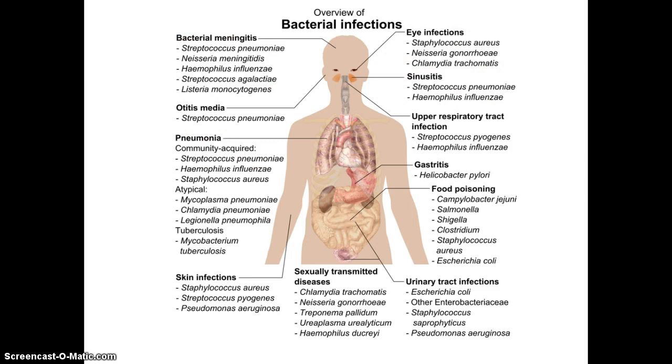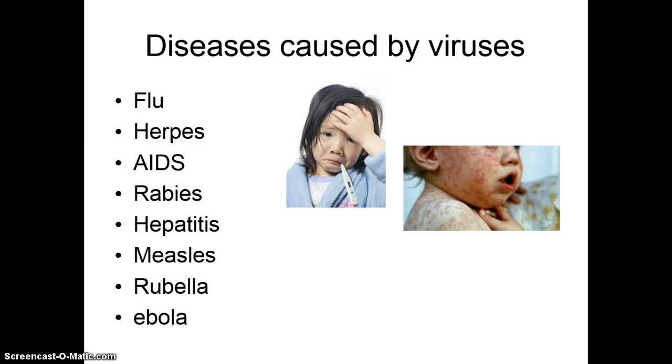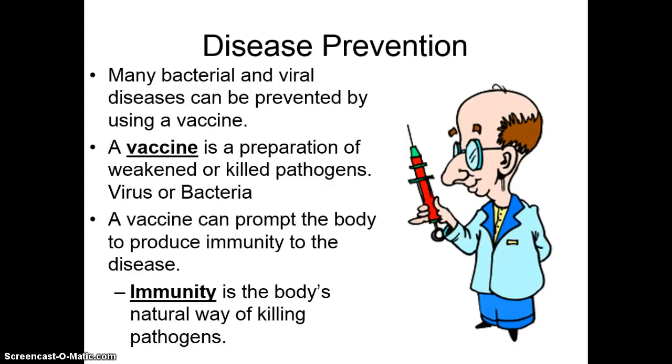So here's a couple of other different bacterial infections. You might have gotten an ear infection, a sinus infection, eye infections like pink eye, sexually transmitted diseases or infections are all examples of bacterial infections. Viruses, on the other hand, are quite different. Like I said, they are non-living. They are things like flu, herpes, rabies, measles, rubella, and recently Ebola.